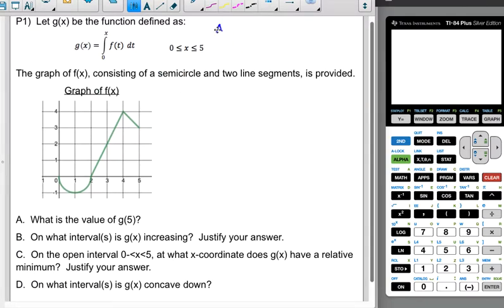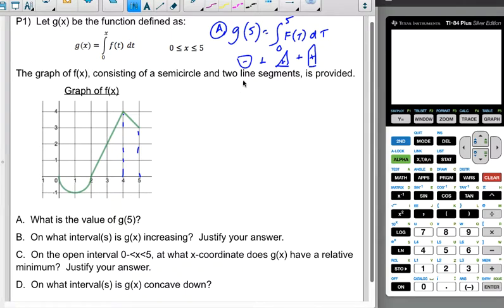So for A, g of 5 should be the integral from 0 to 5 of f of t dt, right? So keep in mind that this area down here has to be negative, right? But this is going to be this negative semicircle, plus, I'm probably going to break this into a triangle and a trapezoid. I think that's probably the easiest option. So plus the triangle plus the trapezoid, right? And again, they're both positive because they're both above the x-axis.